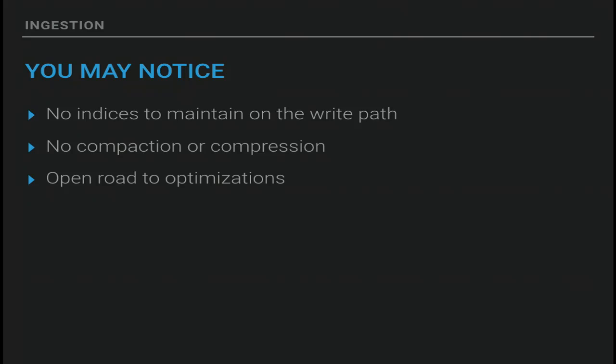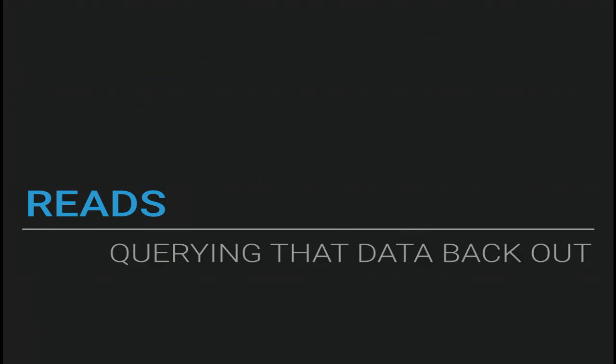We don't have any compaction or compression right now. Our column files are essentially written as compactly as possible, and we absolutely could put in whatever compression optimizations we want. The door is wide open for that. We have actually started some compression, but we're intentionally leaving it open and seeing how things flow. As I get my 10-minute warning, are there any questions about ingest before I jump into reads?